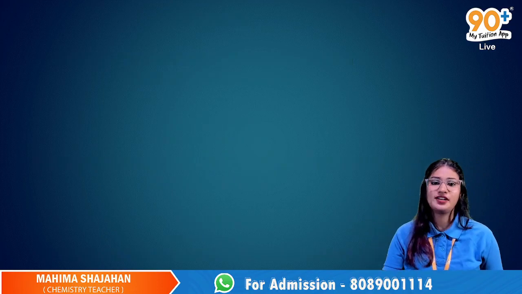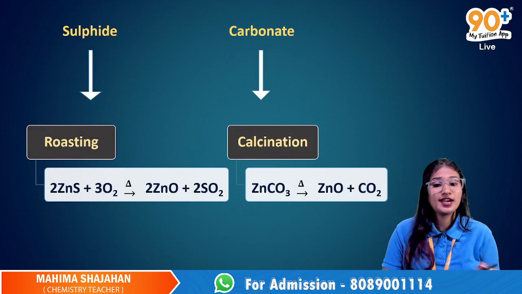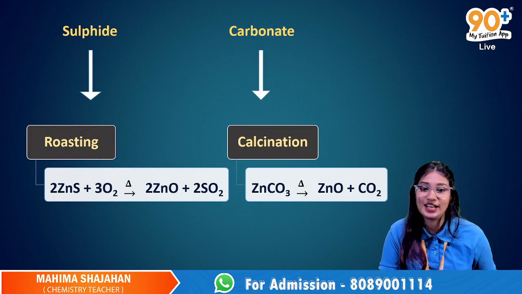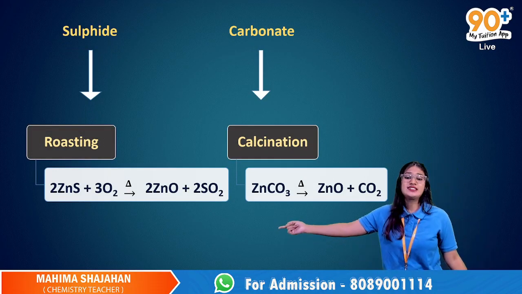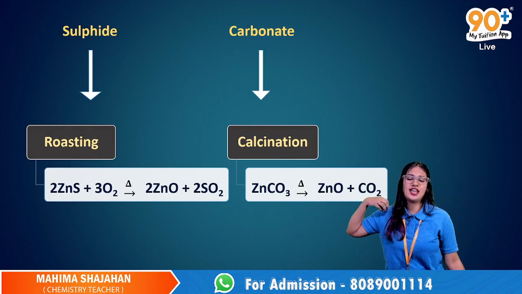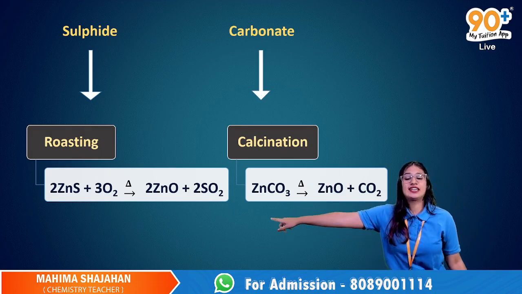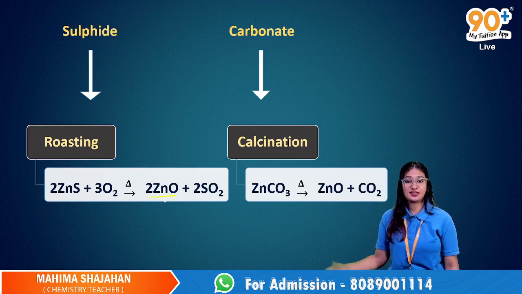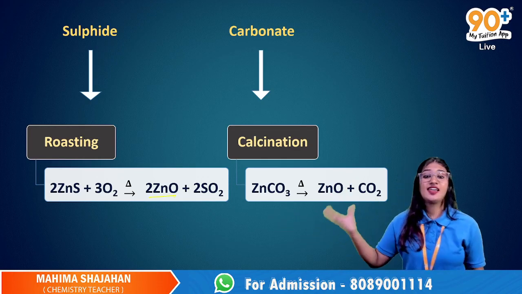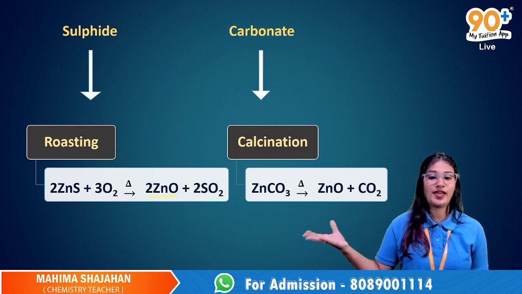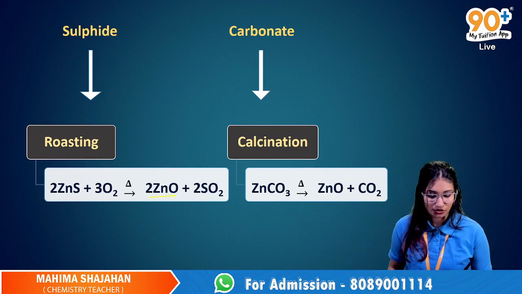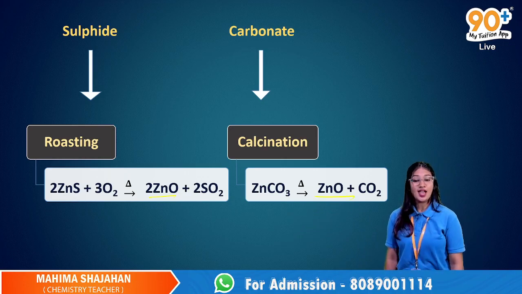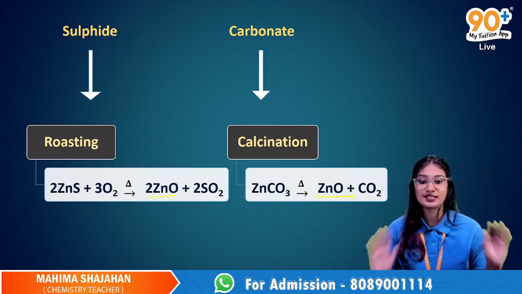Okay, yes. We already discussed that sulfide ores are roasted, and what do we do with carbonate ores? We do calcination. Look, zinc sulfide, when heated in the presence of oxygen, gets converted into zinc oxide. Now what about calamine, that is zinc carbonate? It is heated in a limited supply of air, it gets converted into its oxide, and along with that carbon dioxide gas is released. Okay, so we got the metal oxide.